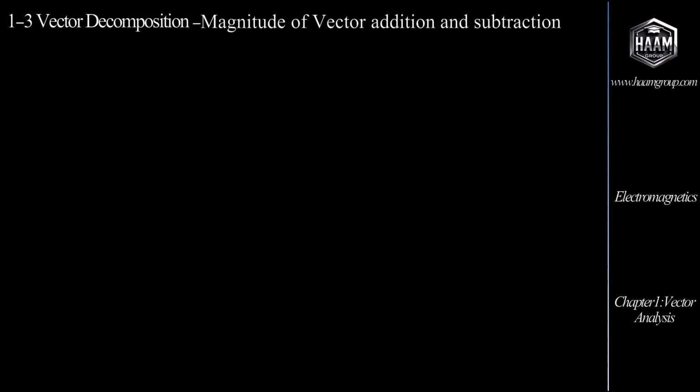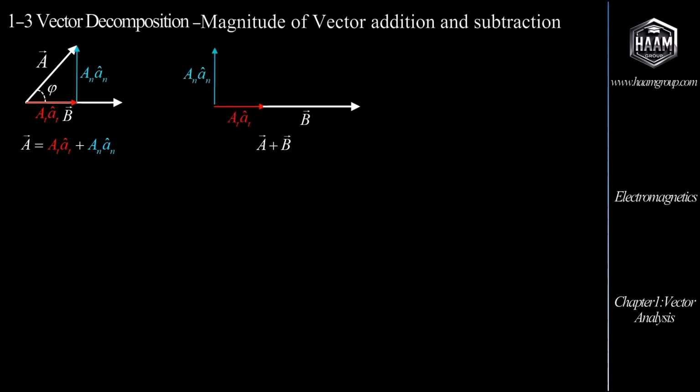Magnitude of vector addition and subtraction. As we showed previously, vector A can be decomposed into the sum of two orthogonal components, one parallel to vector B and the other perpendicular to B. Therefore, A can be written as AT A hat t plus AN A hat n. Now let's determine the magnitude of the vector sum A plus B. So we have A like this.